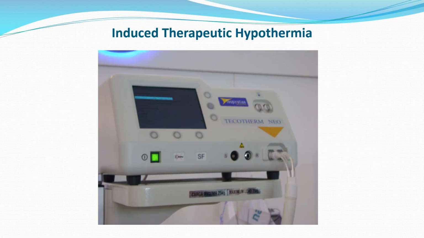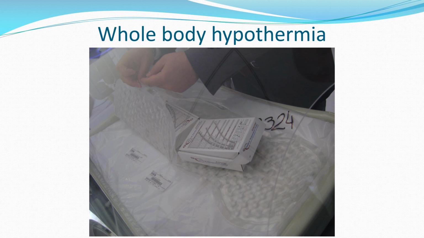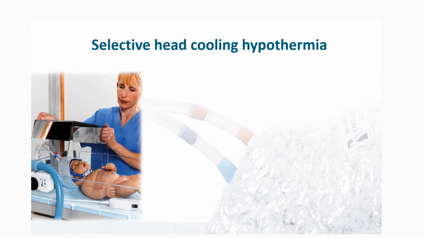Induced hypothermia: this is the machine used, and this is the method of whole body hypothermia, where the whole body is put in this area, decreasing the whole body temperature to about 33 degrees centigrade for 72 hours. And this is selective head cooling or hypothermia, another method of decreasing the temperature of the brain to decrease the risk and severity and improve the prognosis of patients with moderate to severe asphyxia and hypoxic ischemic encephalopathy.